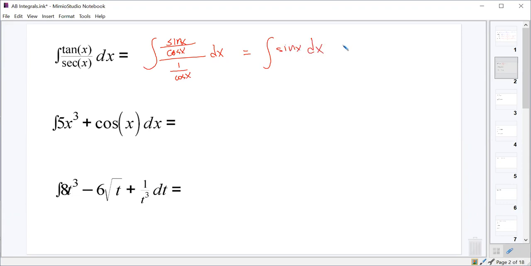And on your sheet, you should see what's the integral of sine of x. It's what? Negative cosine. Negative cosine x plus a constant. Don't forget the plus the constant. If you forget the plus the constant on a quiz, you're gonna lose a point for it. So don't lose a point for missing the plus a constant.